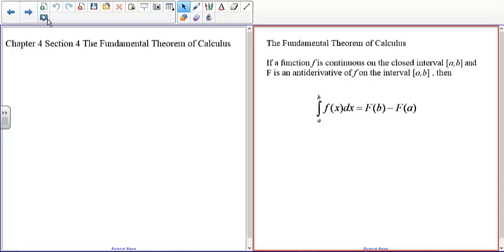So here it is. The fundamental theorem of calculus says if a function is continuous on a closed interval a to b and capital F is an antiderivative of f on the interval a to b, then the definite integral from a to b of f of x dx equals the antiderivative evaluated at the upper limit minus the antiderivative evaluated at the lower limit.